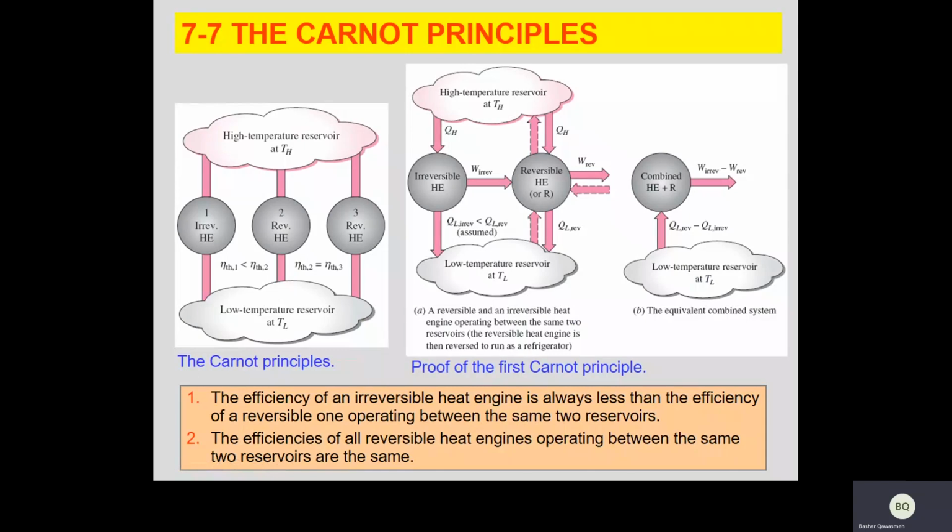Okay, we come now to the Carnot principles. The Carnot principles tell us that the efficiency of an irreversible heat engine is always less than the efficiency of a reversible one operating between the same two reservoirs. And this is the idea from having these, as we mentioned, as theoretical limits. So we always compare our models to these theoretical limits.